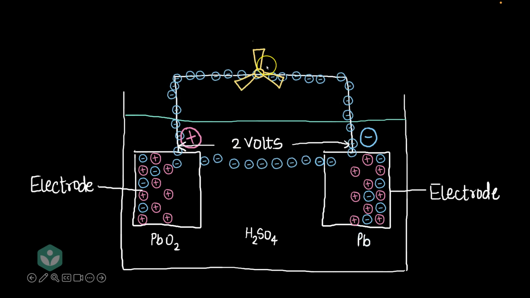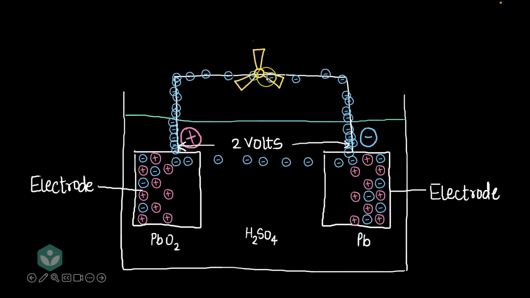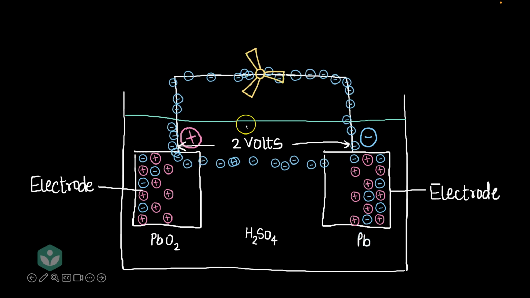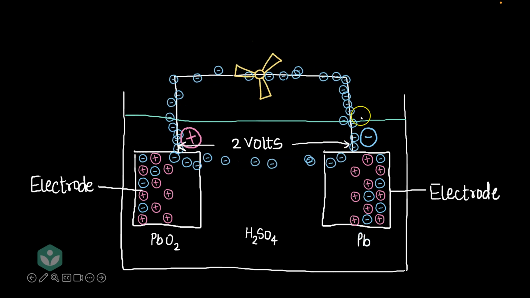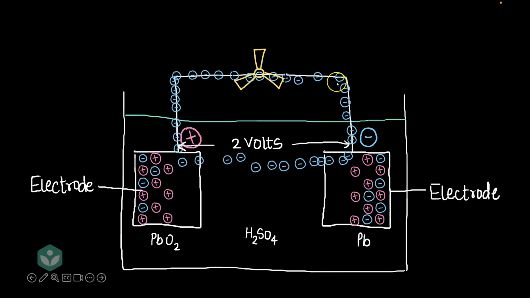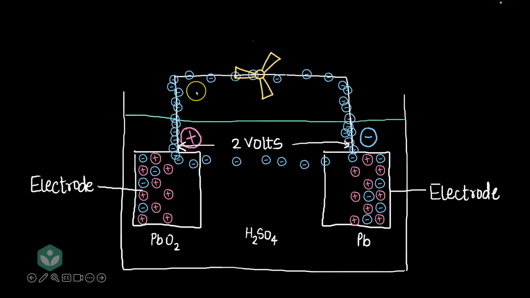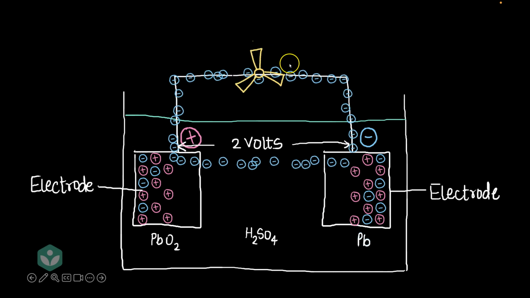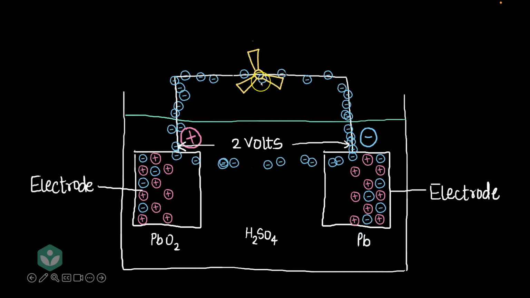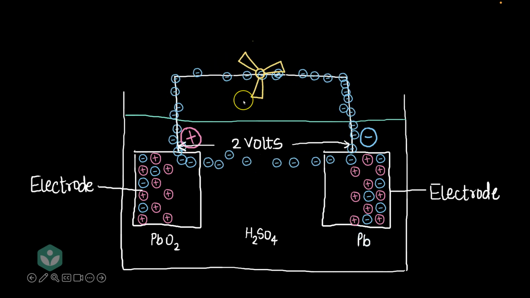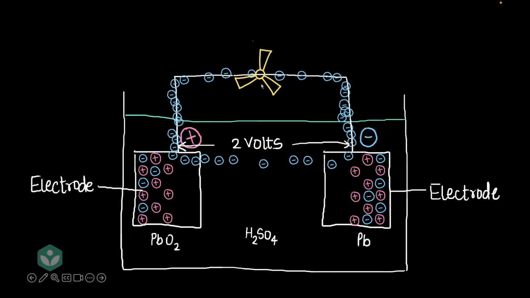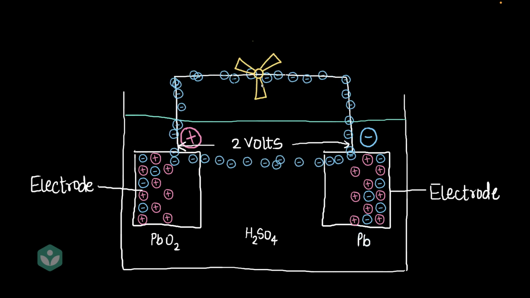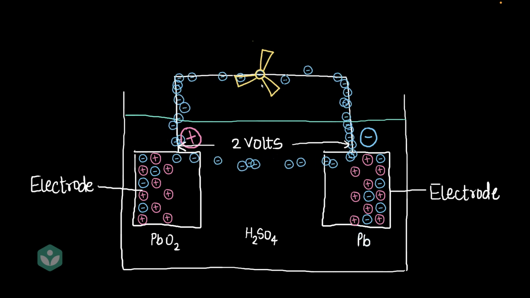What if I connected a fan in between? Don't you think this fan will start running? Well, what's happening here is that the electrons are running back from the negative electrode to the positive electrode, and in the process, they encounter the fan. So they go through the fan motor and make the fan turn. If you connected a bulb, that would light up. Okay, so that's how a lead acid cell works.